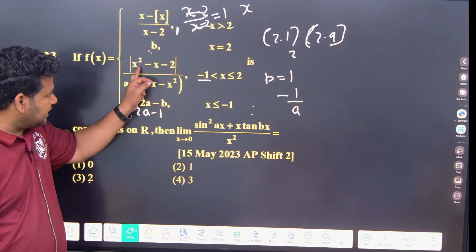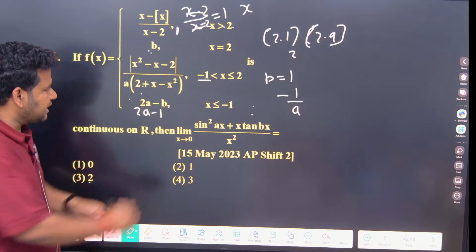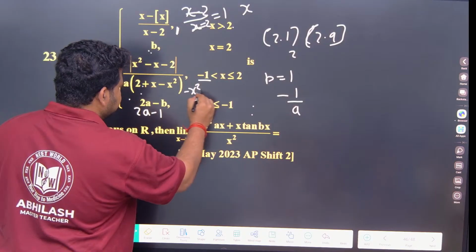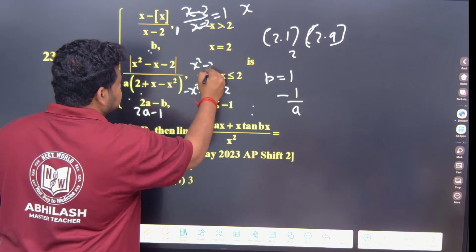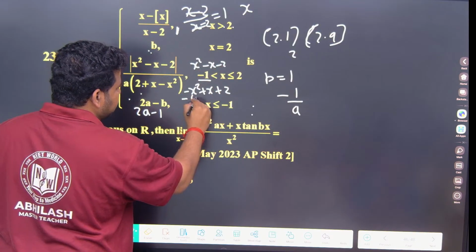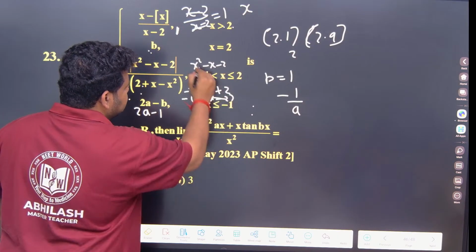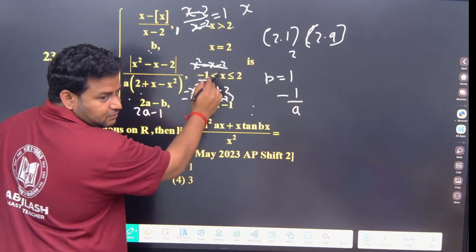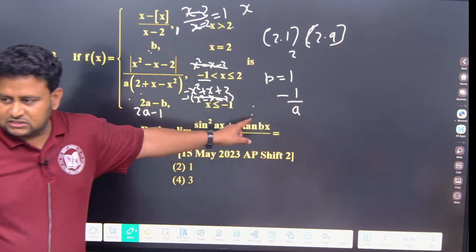See, observe here, x square minus x minus 2. I'll write it here again: minus x square plus x plus 2. If I want the same value, I can take minus common outside, leaving x square minus x minus 2. So the numerator is this, the denominator is this, I can cancel it, and I am left with only minus. So minus 1 by a.